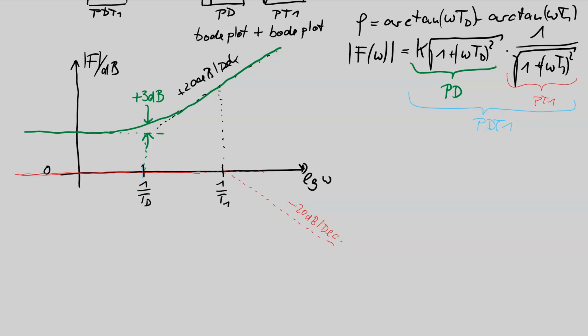And if I draw the exact curve, this should look like this. You know, this difference between the exact curve and the cross point of the asymptotical curves is again 3 dB. So this is the PT1. Green is PD.